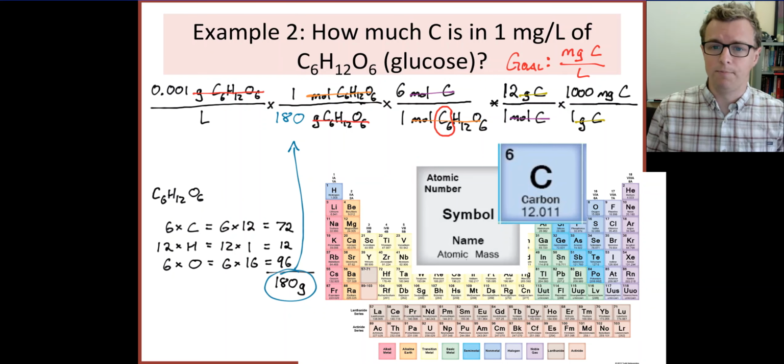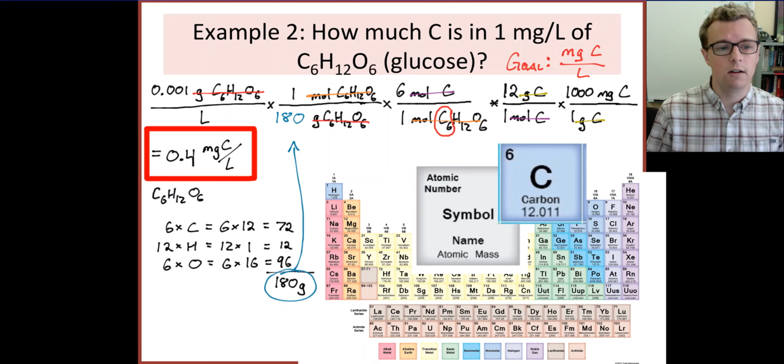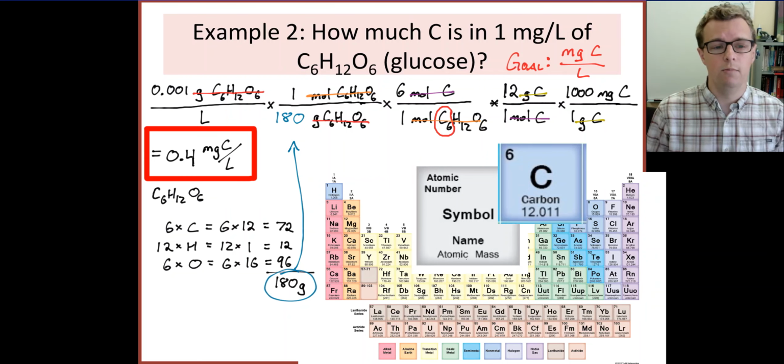Now one thing you can see that I've done here is with the different colored lines, I've gone through and crossed out units to make sure that the only thing we have left on the top is milligrams of carbon and on the bottom is liters. And so when I complete this calculation, I get about 0.4 milligrams of carbon per liter if you start with 1 milligram of glucose per liter. Hopefully this example is making sense to folks.